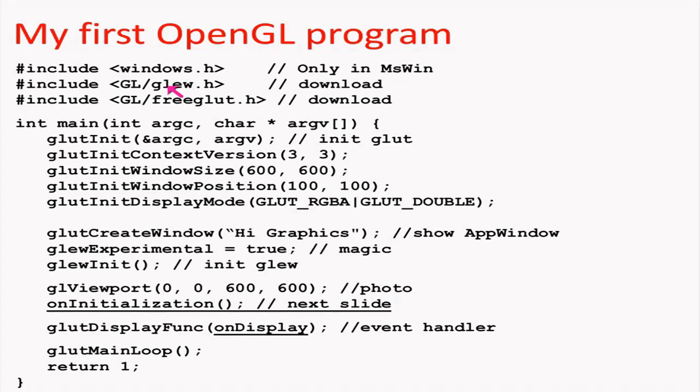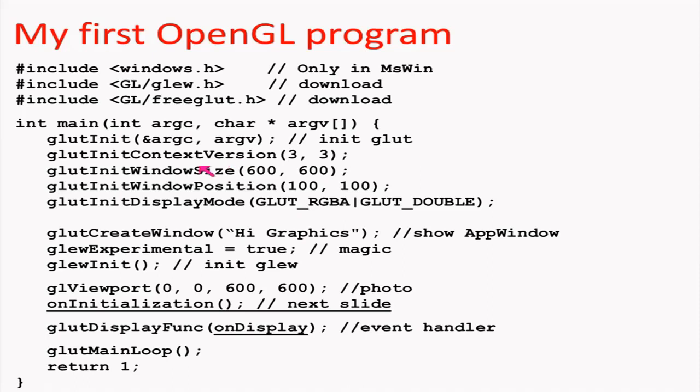GLUT is a windowing utility toolkit to set up the application window and to manage events. In the main function, first the application window is set up with GLUT calls. So glutInit initializes GLUT and allows us to communicate with the GPU via OpenGL. glutInitContextVersion sets the required OpenGL version number. In this case, we want to have OpenGL 3.3.